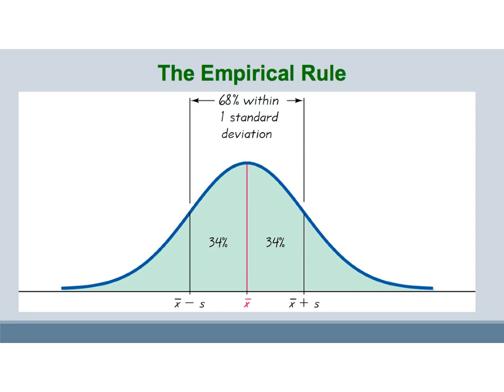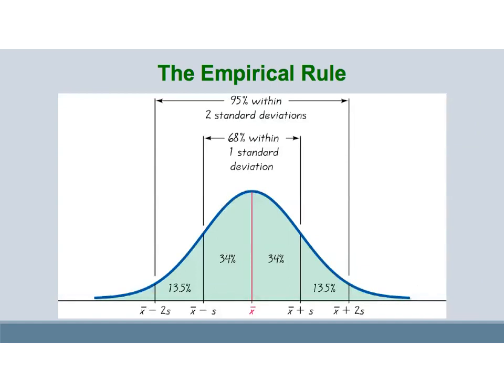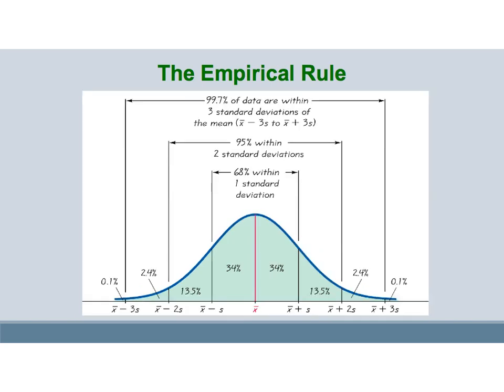68% is within 1 standard deviation. So when I start there at the mean, which is in red down on the bottom, if I add 1 standard deviation, subtract 1 standard deviation, between those two is 68% of my data. 2 standard deviations, I've gone up to 95% of my data, and that's why that's considered usual. 95% is most of my data, so within 2 standard deviations is most of my data.